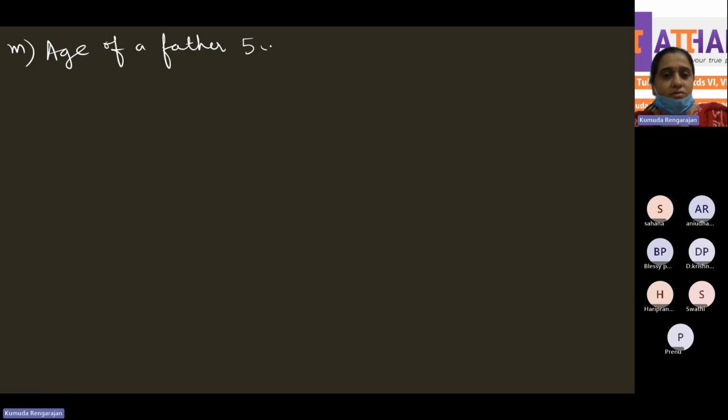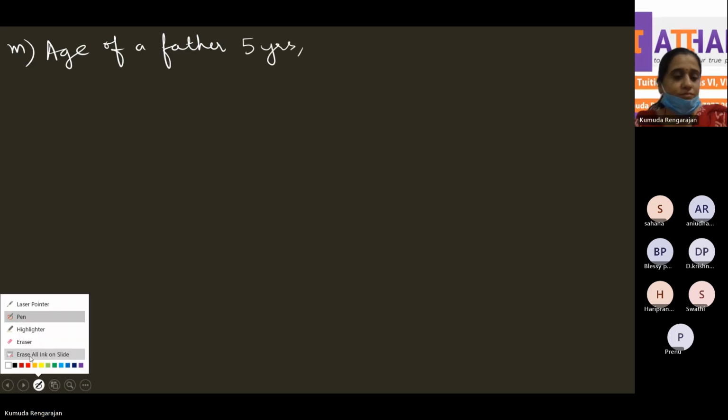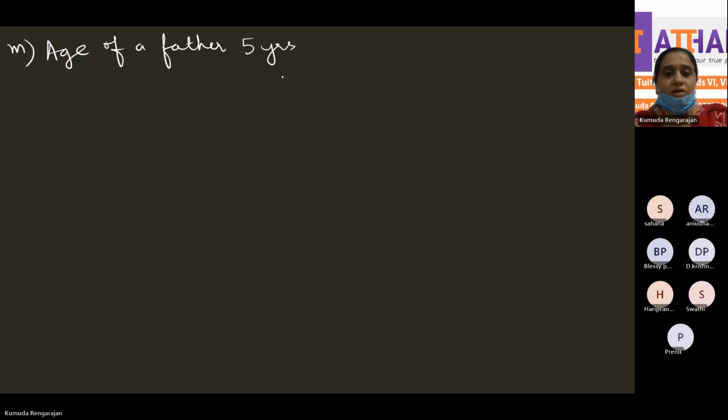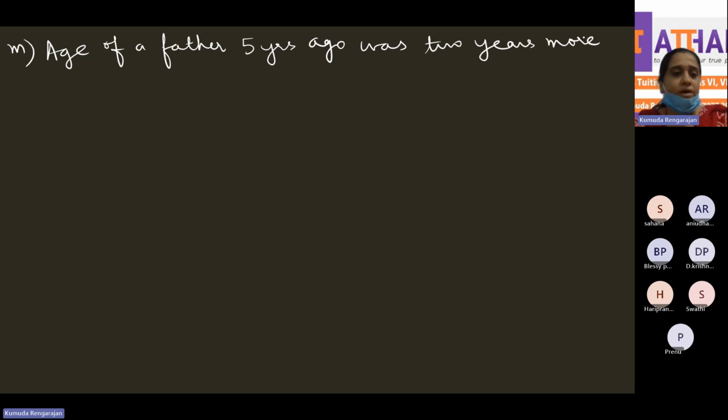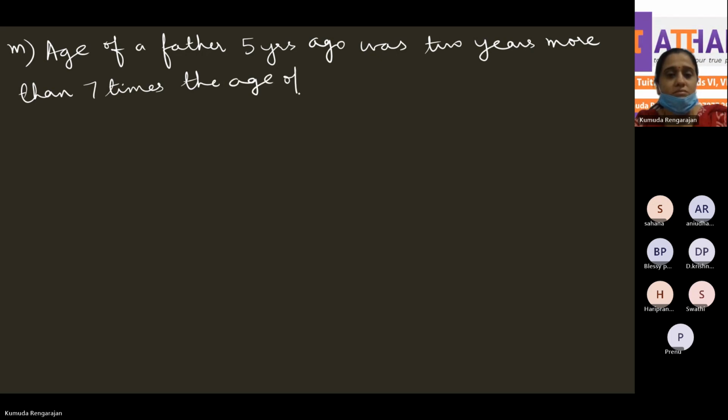All right, children. The last one in this heading is: age of a father 5 years ago was 2 years more than 7 times the age of a son at that time.